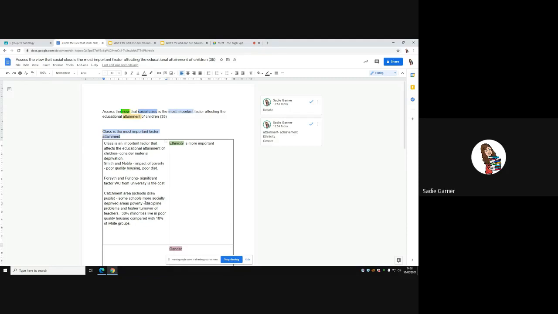Smith and Noble, Forsyth and Furlong, the catchment area, and also 38% of minorities live in poor housing compared with 18% of white groups. Those three pieces of knowledge. Then this shows class is the most important factor. They want you to debate, is it class? No, it's gender. No, it's class. No, it's ethnicity. But this suggests, or this shows, that class is the most important factor.